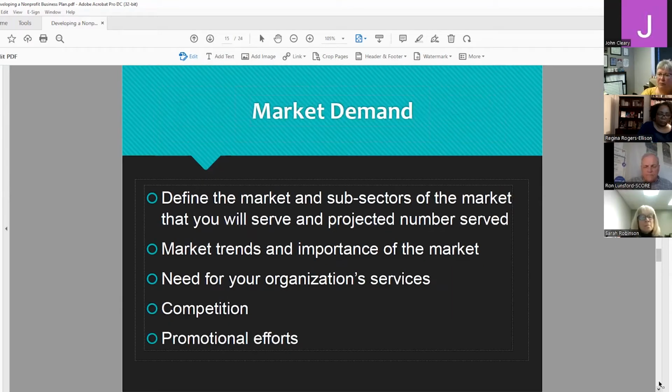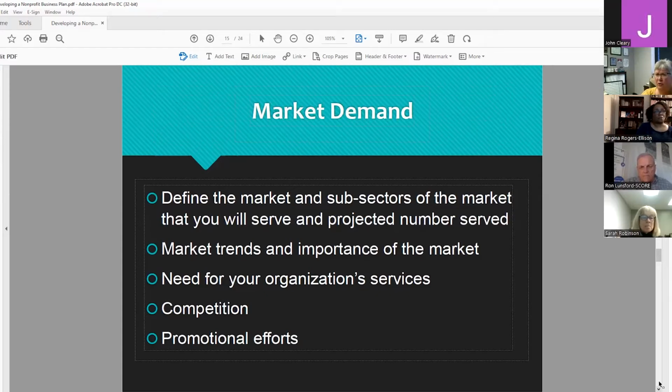Then we're going to write more in depth on that market demand. So not only the market, but the subsectors of the market, and more in depth about that population that you intend to serve. What do they look like? Who else is serving that population? What is the need for what it is that you're doing? What gap are you filling? I think anytime that you can show that you're filling a specific gap, that's really important.